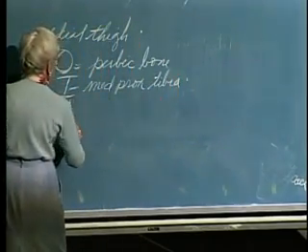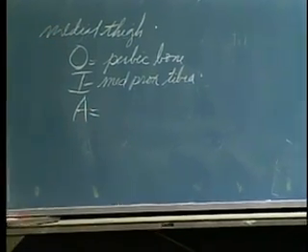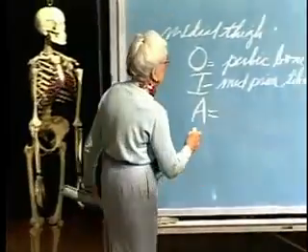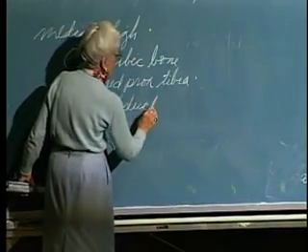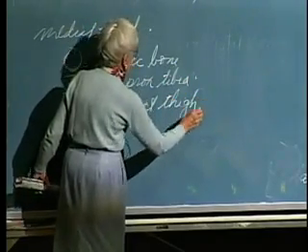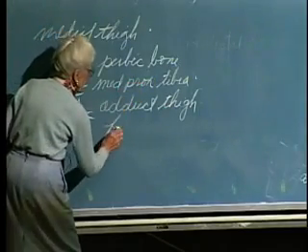And what will it do when it contracts? It will adduct the thigh. It's an adductor. And it can flex the knee because it's going to the tibia, it's crossing that joint.